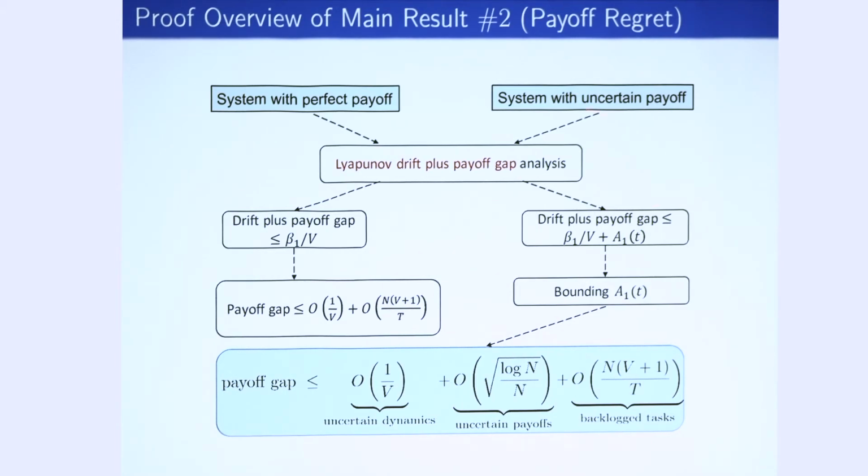Now for the uncertain payoff, we follow the same roadmap. But the difference is that the drift plus payoff gap is now bounded by roughly 1 over v, plus an additional term, which I call A1t. That is the learning loss due to the uncertain payoff. To finish the proof, we essentially need to bound this learning loss, A1t. That will give you the middle term. Then this will give our final payoff gap.